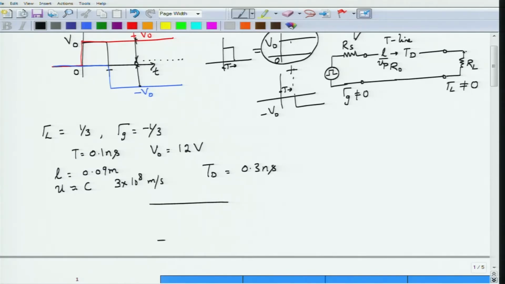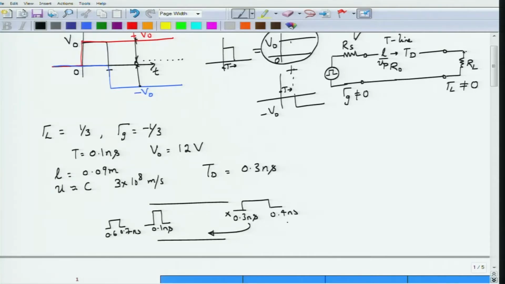The essential idea is that you are launching a pulse whose duration happens to be much smaller than the propagation delay. So this pulse would propagate and arrive at the load side at 0.3 nanoseconds. Since the duration is 0.1 nanosecond, the pulse is available from 0.3 to 0.4 nanosecond at the load side, at which point it gets reflected and would arrive back at the source at 0.6 nanoseconds and last until 0.7 nanoseconds.